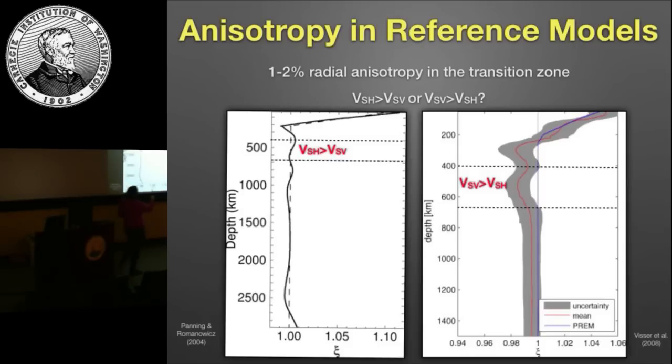So we see these two models, they both agree, and all models agree, that in the top 200 kilometers depth of the mantle, horizontally polarized shear waves are faster than vertically polarized shear waves. So basically the horizontal direction is faster than the vertical direction, and the strength of the anisotropy decreases with depth. Then as soon as we reach 250 kilometers or so, there are huge discrepancies between the models.